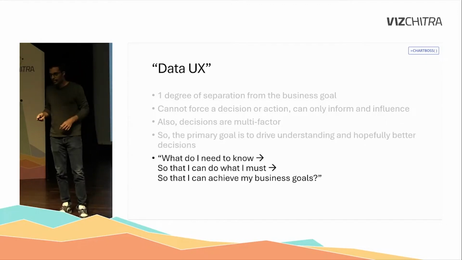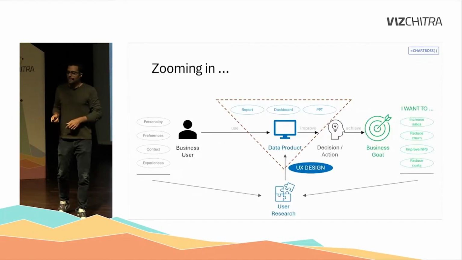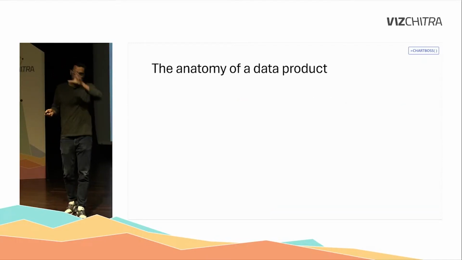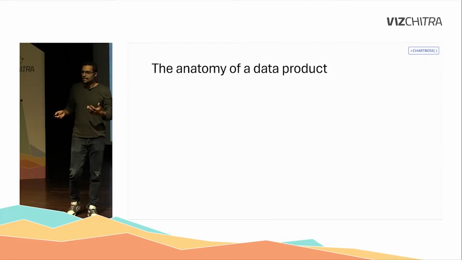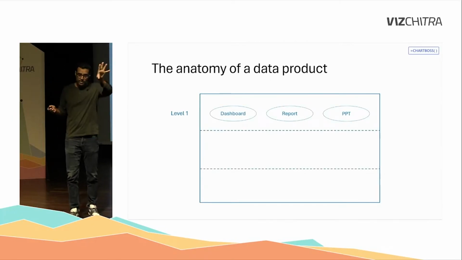So that's kind of where data products sit, right? So let's zoom in on this data product part a little bit. If you look at the anatomy of a data product, the thing that's visible to everybody is reports, dashboards, presentations. It could be SaaS software, it could be anything. So that's at level 1, right?